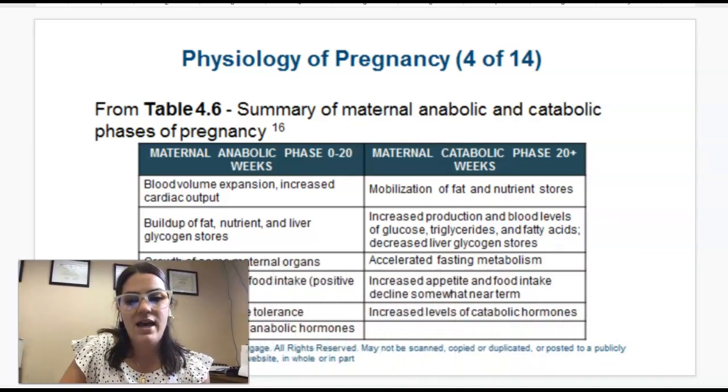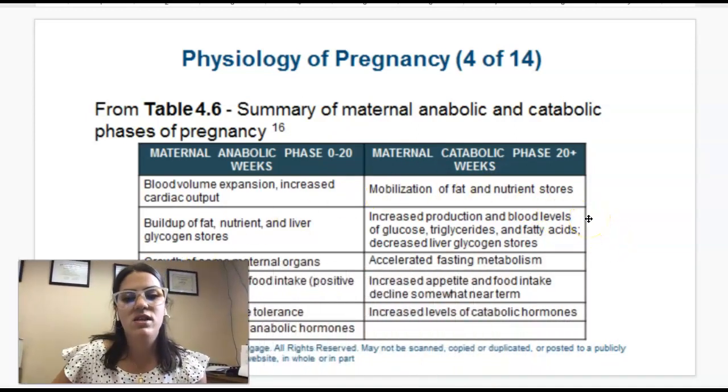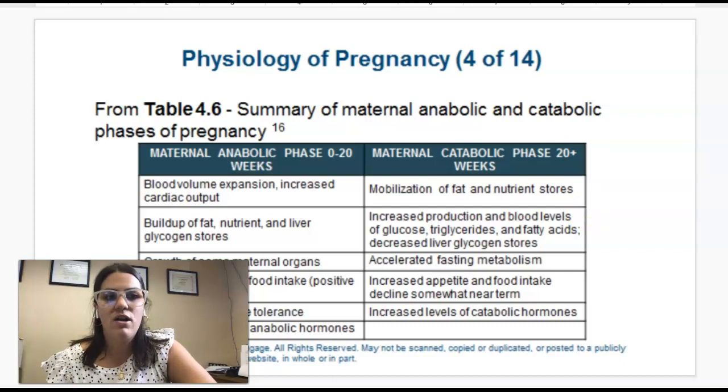So in this catabolic phase as well, we're seeing an increase in the serum glucose levels and triglycerides and fatty acids, with a decrease in liver glycogen stores. So at this phase, mom may experience higher blood glucose levels, and sometimes they could be so high that they would have been diagnosed with gestational diabetes. So typically around this time, mom would go in for a gestational diabetes test to see if her blood glucose levels are running higher than normal.